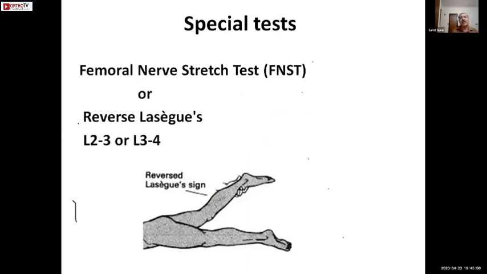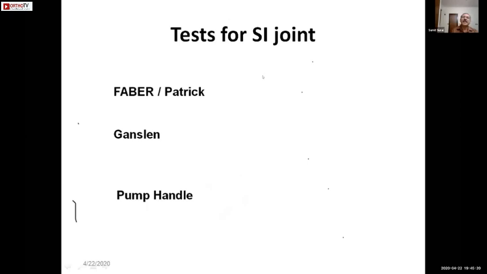For the femoral nerve stretch test, you need to keep the patient prone. This is more important for the disc prolapse, which is rarer, at L2-3 and L3-4. So classically, the SLR test was described for L5-S1, and this is known as a reverse Lasegue's test. Now the tests for the SI joint, the various tests, let's look at them one by one.